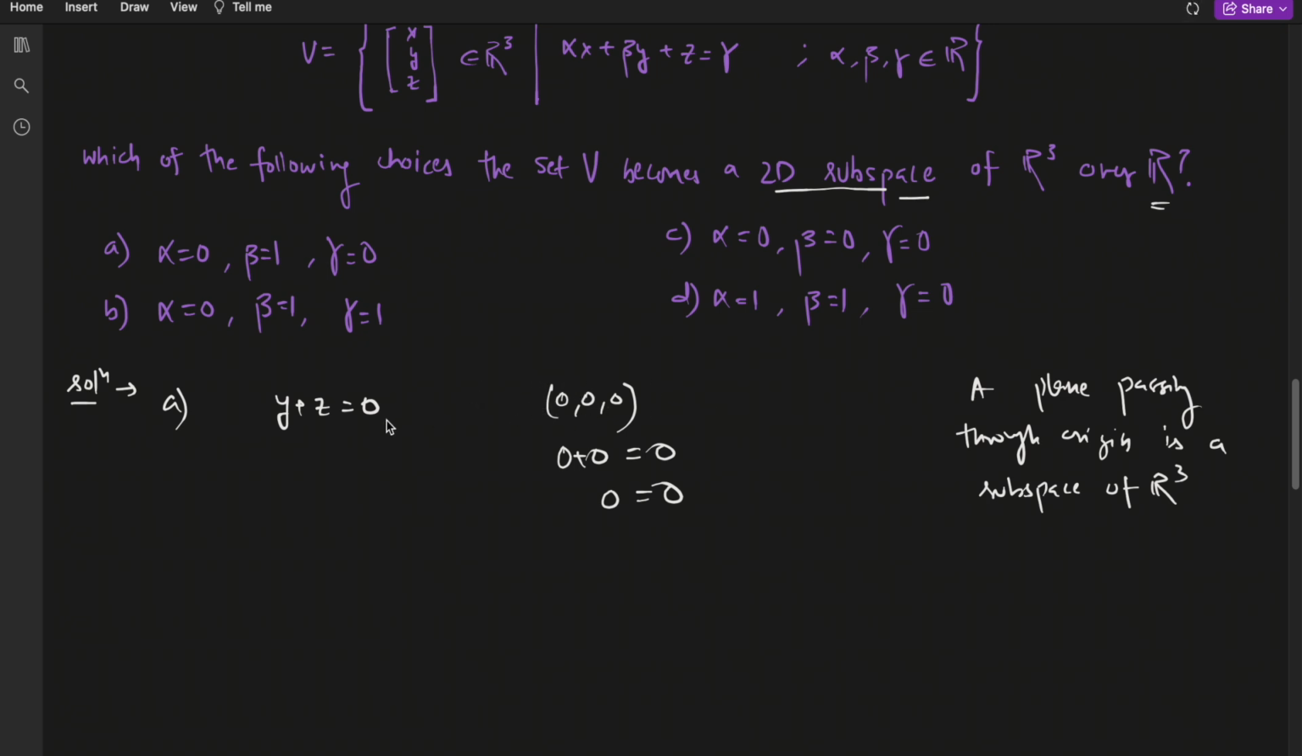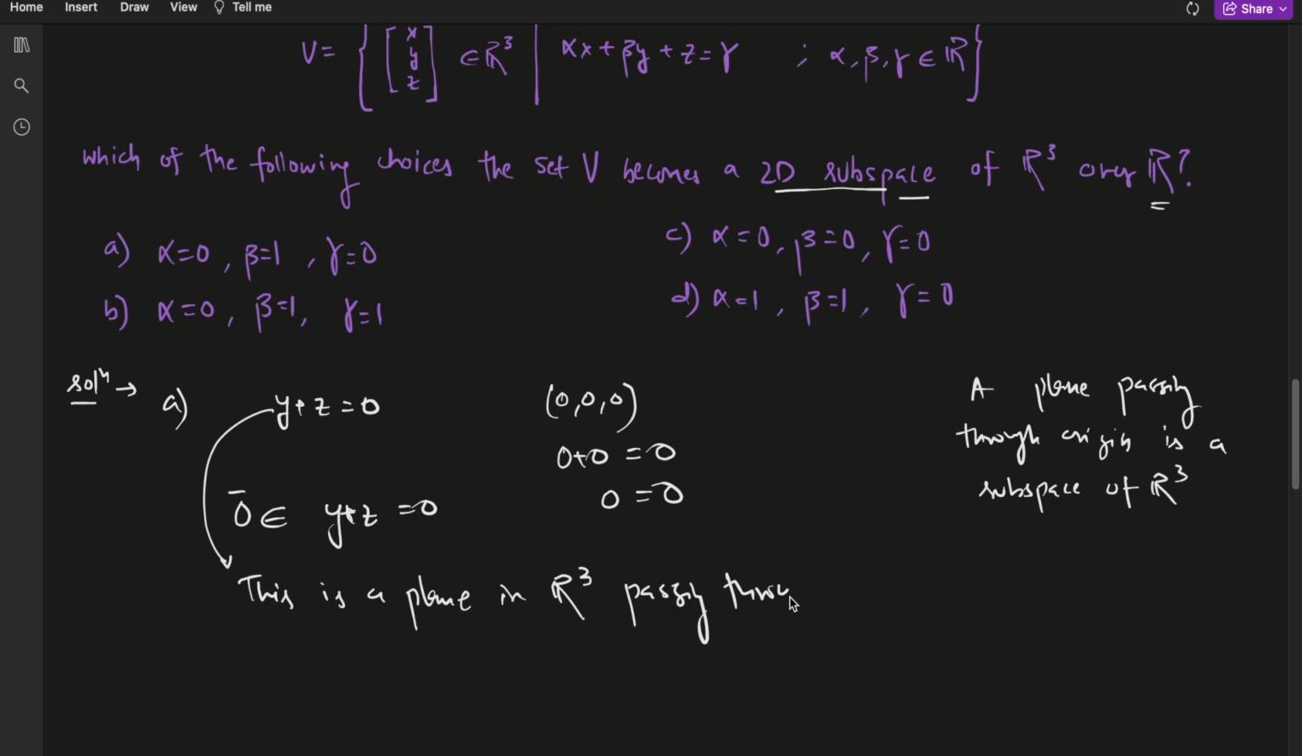Yes, this origin 0 0 0 belongs to y plus z equal to 0. So we can say that the zero vector belongs to this plane y plus z equal to 0. So this is a plane in R cube passing through origin.